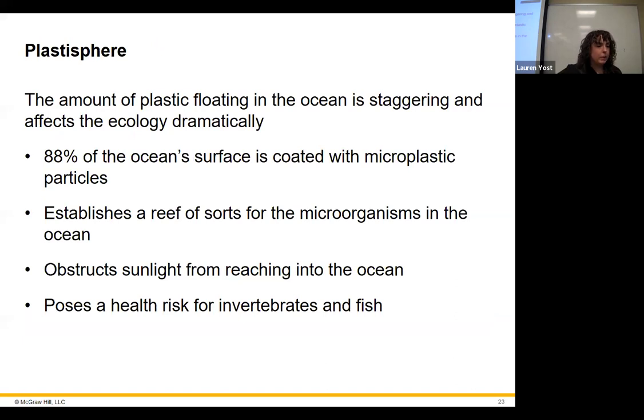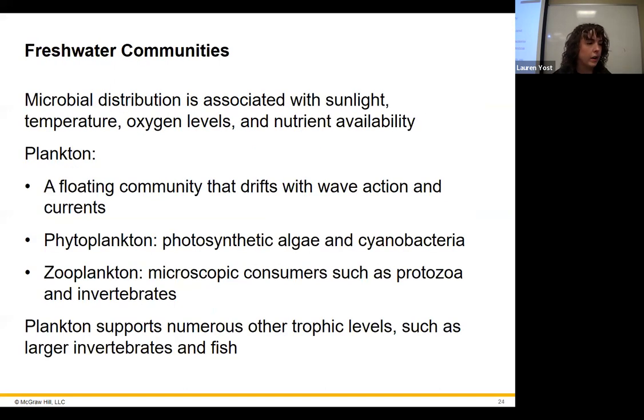Red tides. Okay. The plastosphere, I know that there's some sort of question about this on the test. It is plastic that's floating. It's waste plastic. They create sort of reefs where microorganisms can kind of build off of. It obstructs light in the ocean and makes a health risk for invertebrates and fish in the ocean, either from blocking the sun or just from the microbes that aren't supposed to be in that area, disrupting the whole ecology of the area.